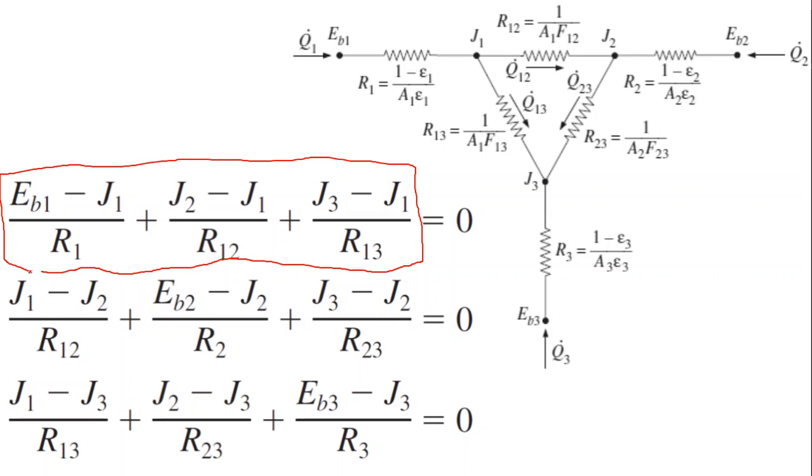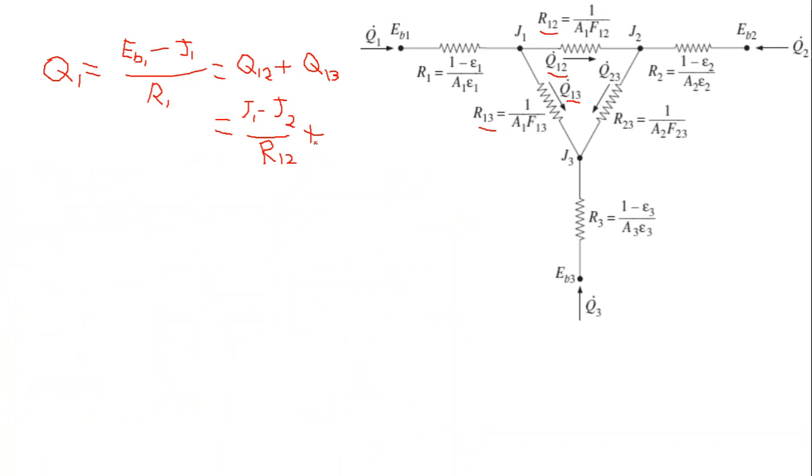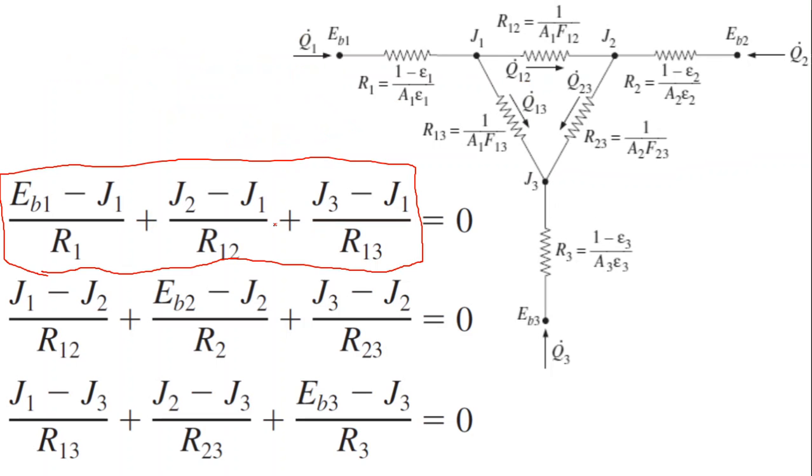How are we going to rearrange? We just move J1 minus J2 divided by R12 from the RHS to the LHS, and in the same way we move Q13 from the RHS to the LHS. In that manner we get an equation that should be equal to 0. So this is the equation we found for J1, for this point.